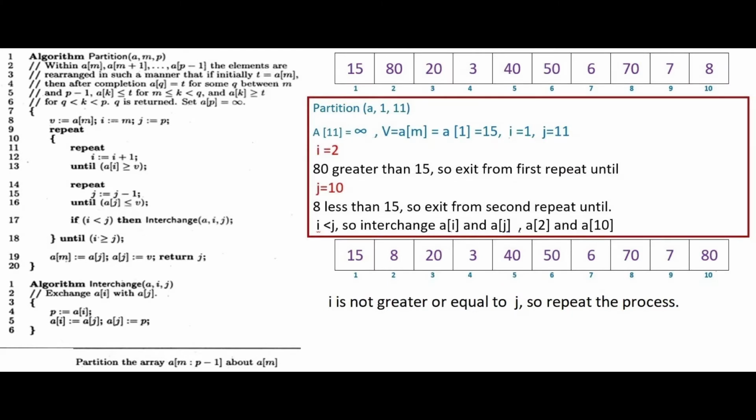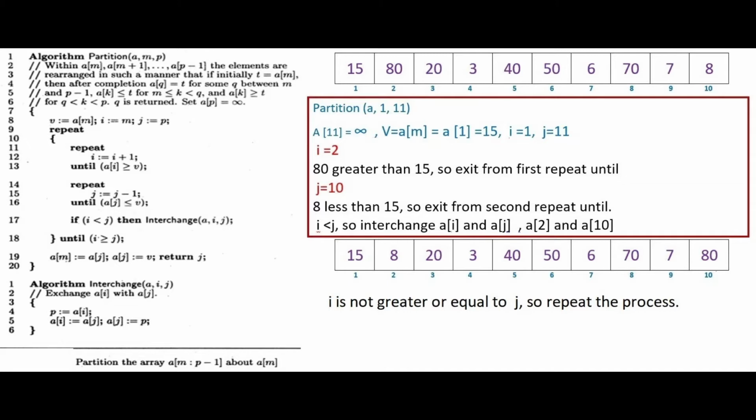Now we execute algorithm partition of a, m, p. The value of m is equal to 1, and the value of p is equal to 11. Partition of a, 1, 11: m is equal to 1, p is equal to 11, and a of 11 is equal to infinity. That is mentioned at the end of the parameter description: a of p is equal to infinity, a of 11 is equal to infinity.